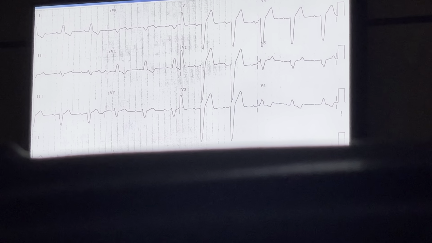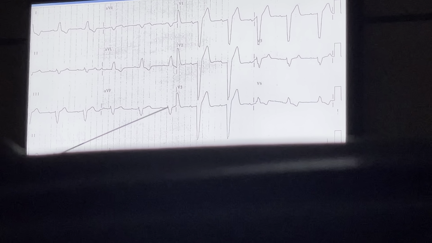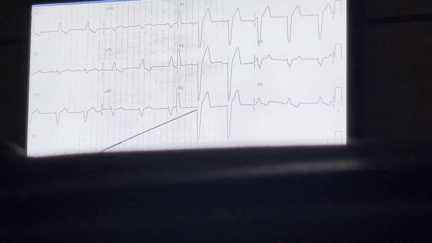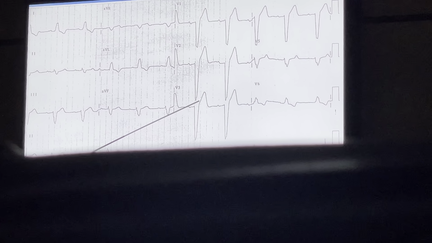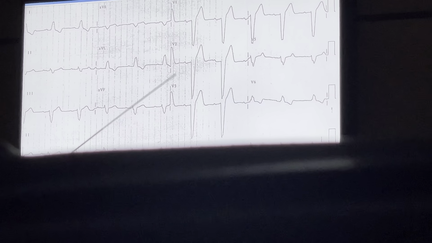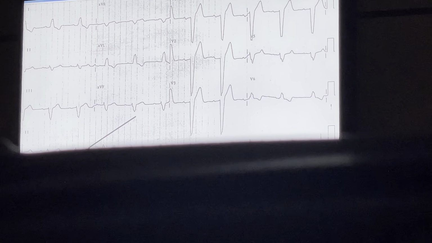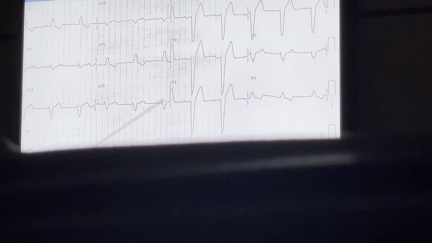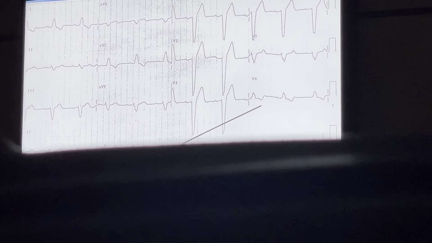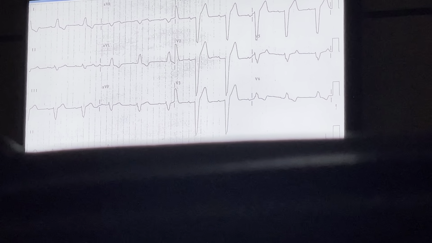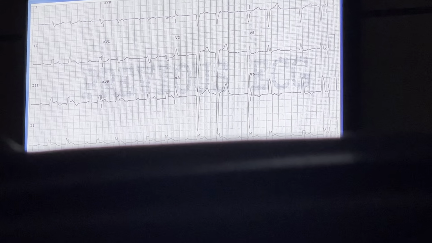The formula is the same. Check the terminal lead. This is the S, so it should be upward. ST segment should be upward. If this is the S, ST segment should be upward. Where the dominant is R, ST segment should be downward. So next. So what is this?